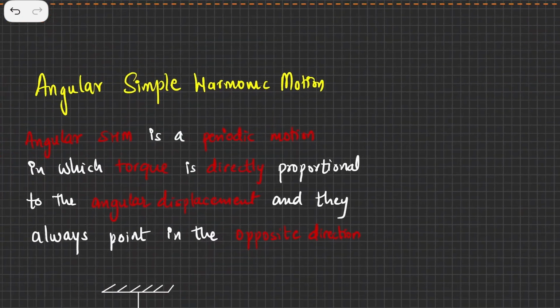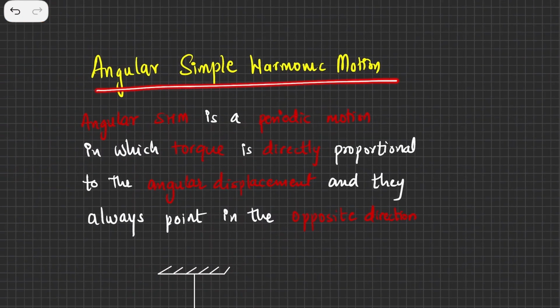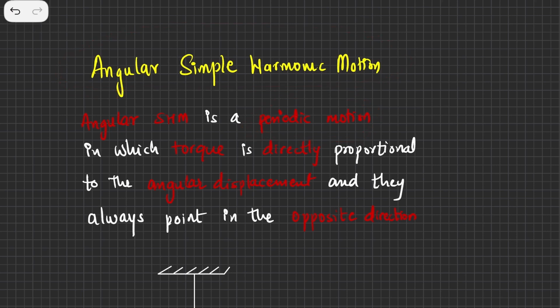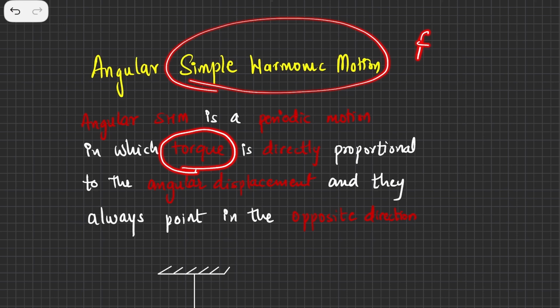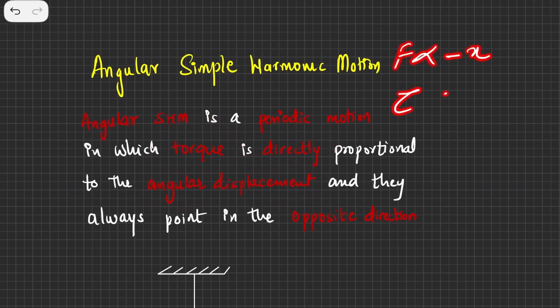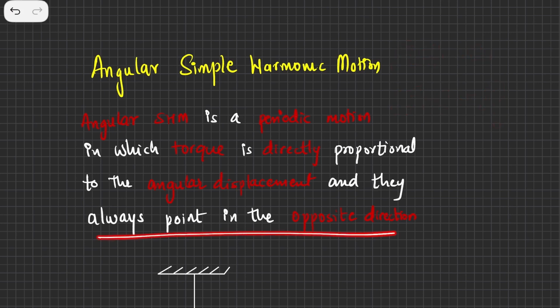So let's just start. Angular simple harmonic motion is a periodic motion. Even the simple harmonic motion was also a periodic motion. Angular simple harmonic motion is a periodic motion in which the torque is directly proportional to the angular displacement. If you remember simple harmonic motion, the force was directly proportional to displacement, so you get force proportional to minus x. Here you will get torque directly proportional to angular displacement, and they always point in the opposite direction.